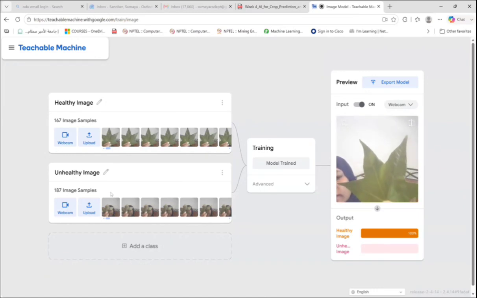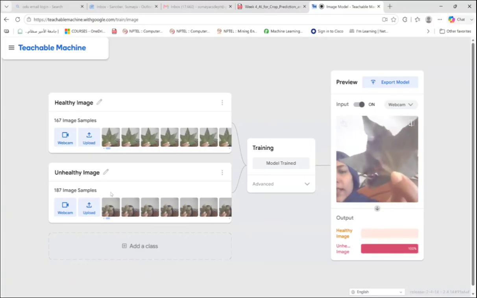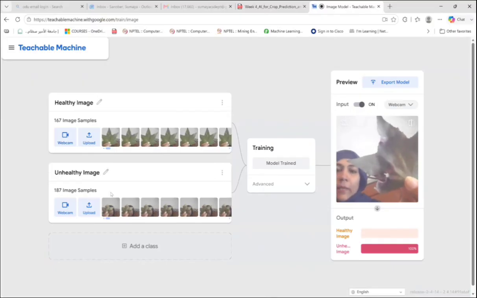The model is trained, but what output are we getting? Is this a healthy image or an unhealthy image? Let's try with the unhealthy image. What does it say now? It is unhealthy. Unhealthy image. Absolutely.